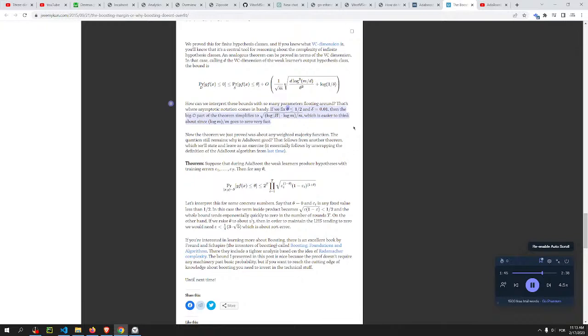If we fix theta less than or equal to 1/2 and delta equals 0.01, then the big O part of the theorem simplifies to log h log m / m, which is easier to think about since log m / m goes to 0 very fast. Now the theorem we just proved was about any weighted majority function. The question still remains, why is AdaBoost good?